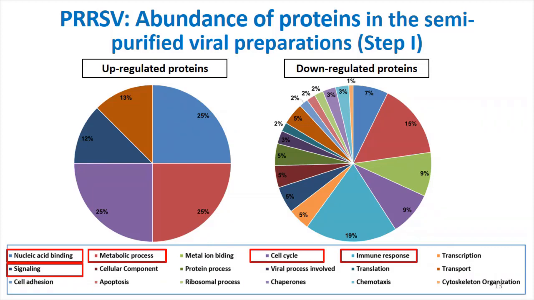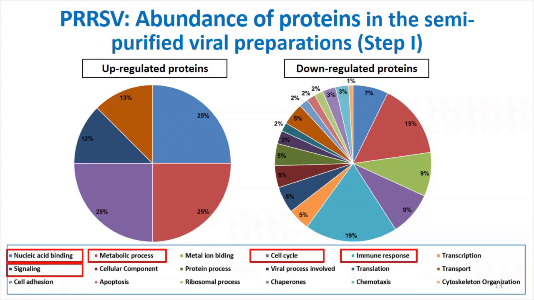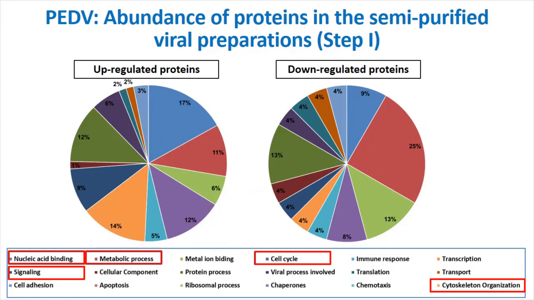And as you can see, certain functional groups like nucleic acid binding, signaling, metabolic process, cell cycle, and immune response proteins have been dysregulated by viral infection. That was in the case of PRRS, and this is in the case of PEDV.